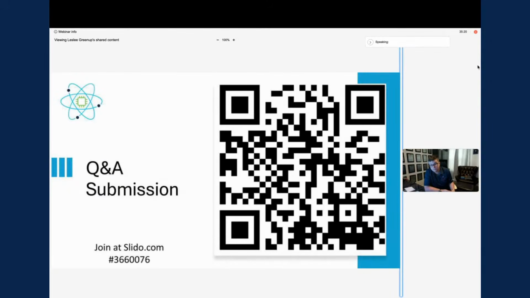Okay. Next question. What feature helps visualize node status? Yeah, I was kind of curious. I asked in the chat if there could be more details of what they're trying to visualize.